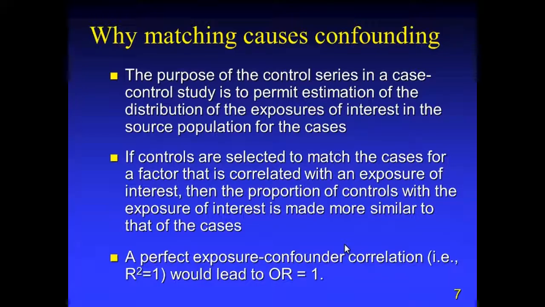So why does the matching cause confounding? The reason is that a confounding factor must be correlated with the exposure of interest, the exposure that we're looking at. If we make our case and control group similar in terms of these confounding factors, then because of the correlation between the exposure and the confounder, we're necessarily going to make the two groups more similar. By making the two groups more similar, we push the relative risk estimate or odds ratio towards the null.